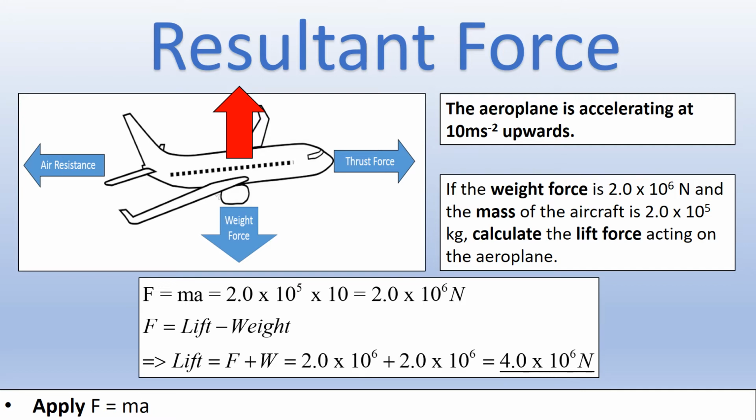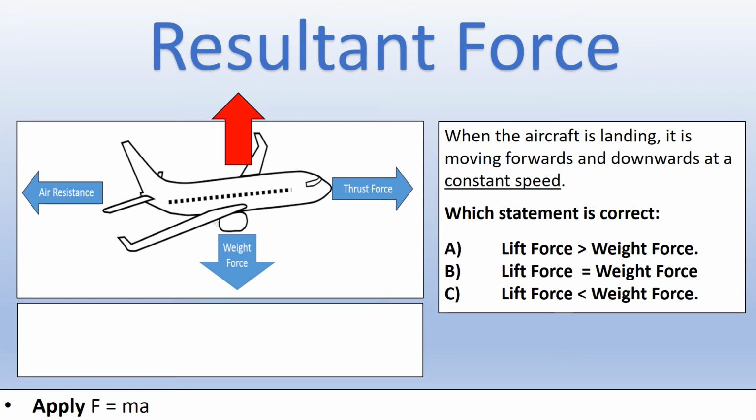Okay, last question. When the aircraft is landing, it's moving forwards and downwards at constant speed. So which of these scenarios is now correct? Again, have a look through the options, select your answer, and have a think about why that's the answer, and then we will review that question.